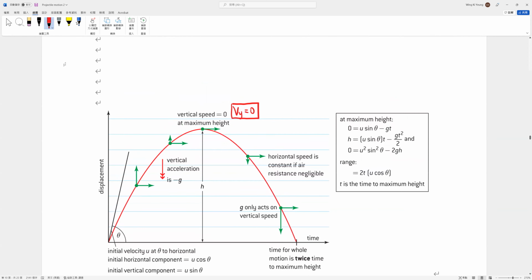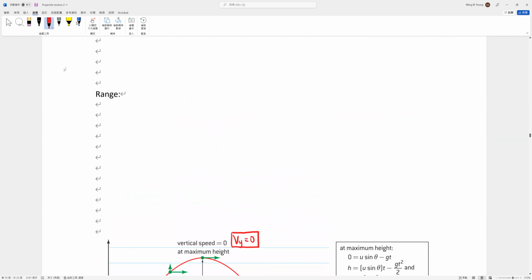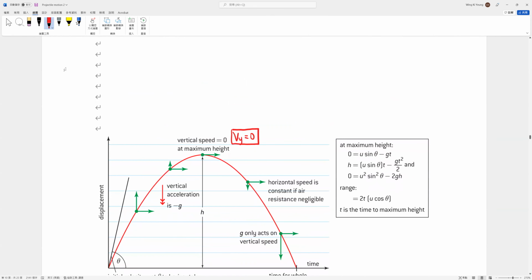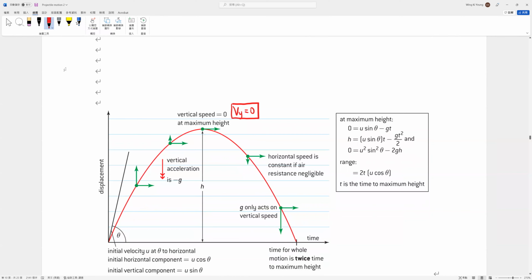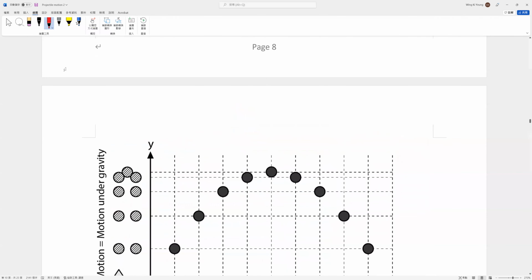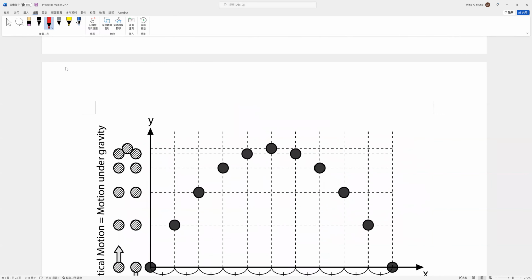At the highest point. Okay. Do you understand why the vertical speed is 0 at the highest point? Now you may just take a look at, compare the highest point here and the highest point here.